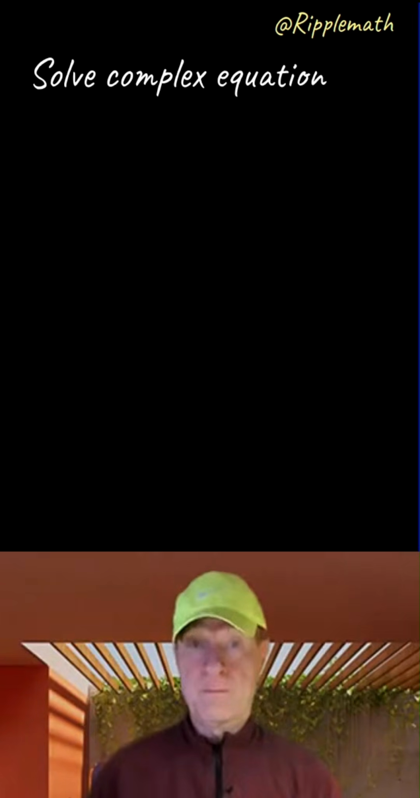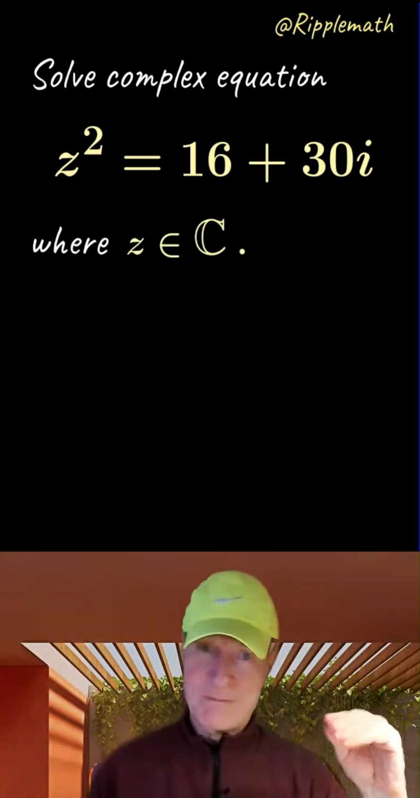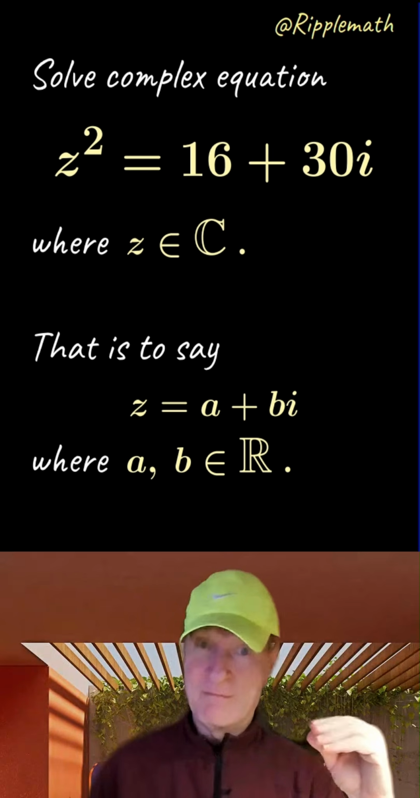Hi guys, we're going to solve a complex equation: z squared equals 16 plus 30i, where i is the square root of minus 1, or i squared equals minus 1, and z is a complex number.